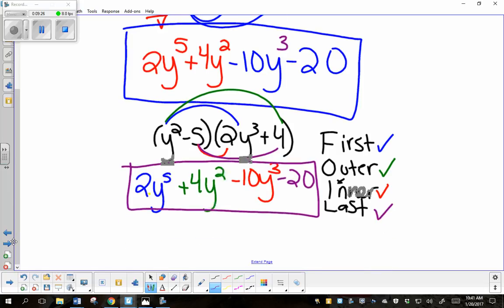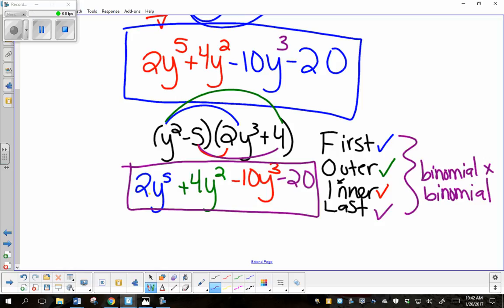All right, and then, okay, here's the problem. This FOIL thing only works if you're multiplying a binomial times a binomial, 2 terms times another 2 terms. That's why I don't like FOIL. Almost everyone uses it. That's how I learned it when I was in school. I don't like it.